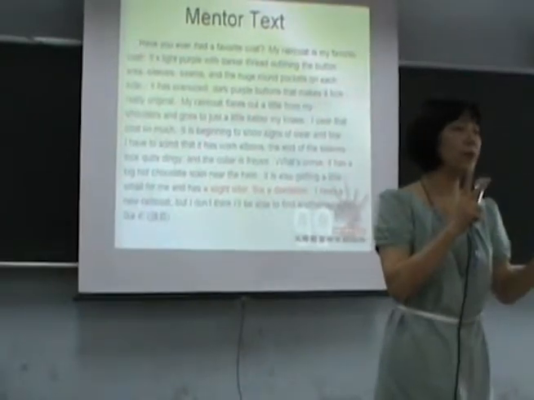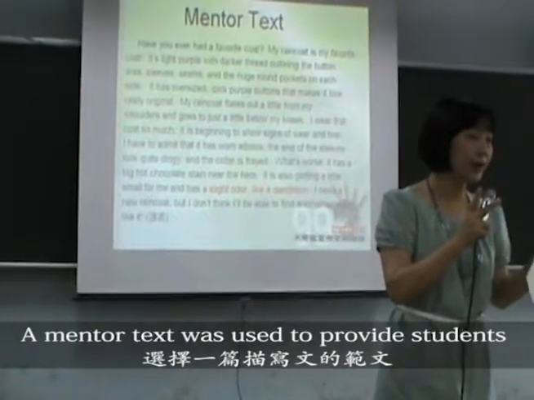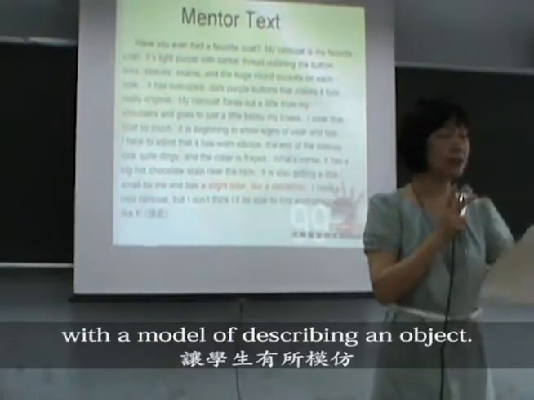Step 3. A mentor text was used to provide students with a model of describing an object. And a huge round pocket on each side. So the raincoat has 2 huge pockets on each side. So can you imagine that? So the speakers give you as many details as possible, and you can imagine, okay, what a raincoat is.